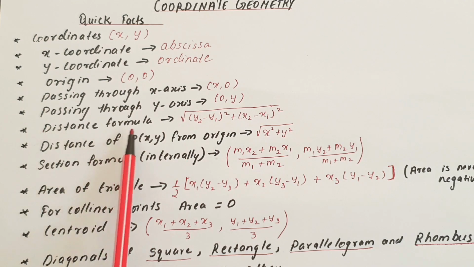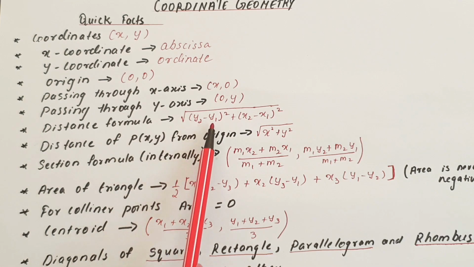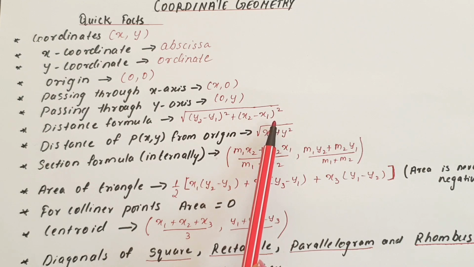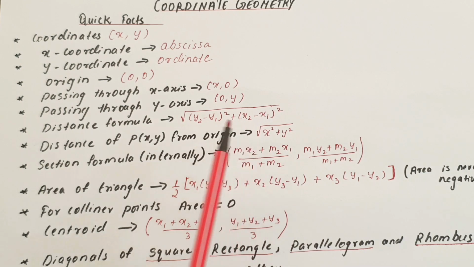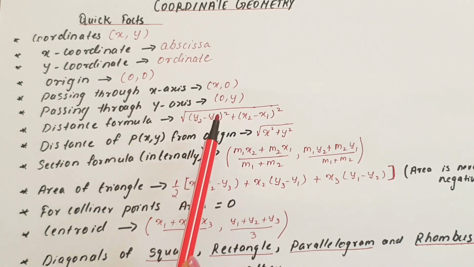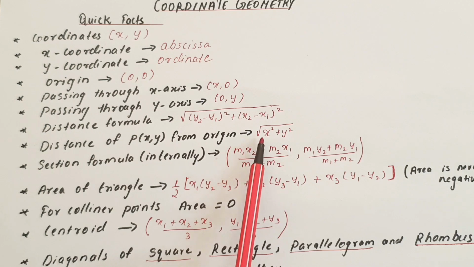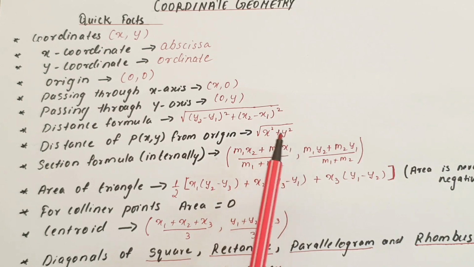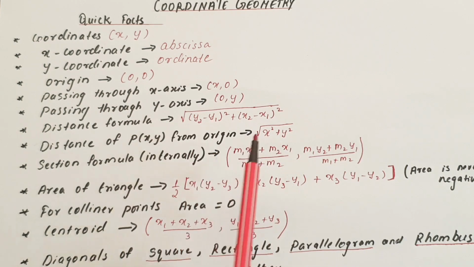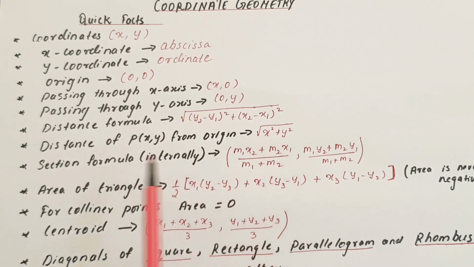Now the distance formula is given by root of y2 minus y1 the whole square plus x2 minus x1 the whole square. Always remember one thing, distance is never negative. So if you get a negative answer inside your root, double check your calculation. Distance of P of x, y from origin is given by root of x square plus y square. We discussed this in detail in the previous video, how the origin formula is x square plus y square.